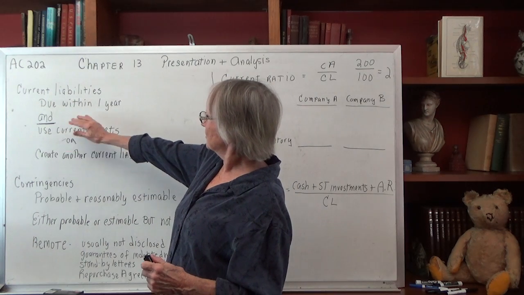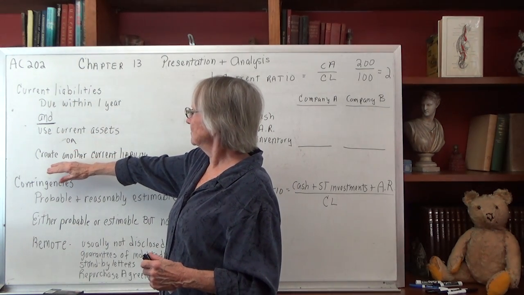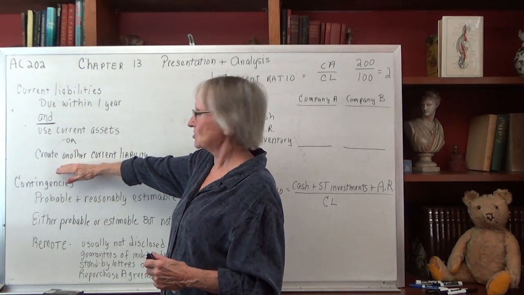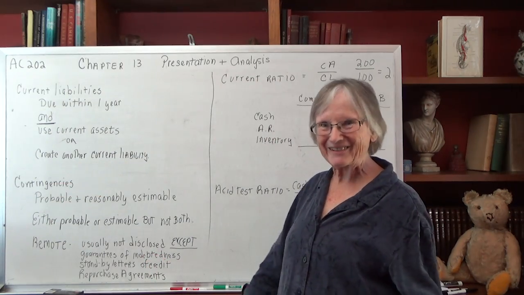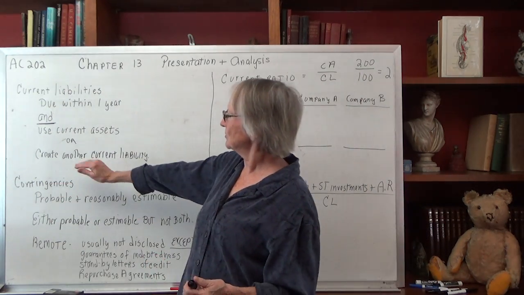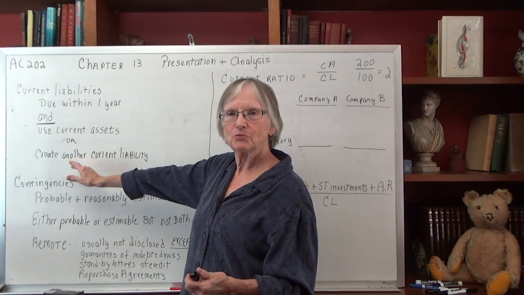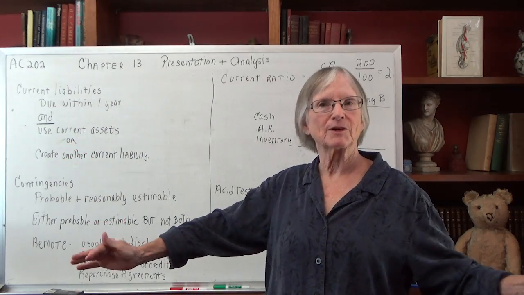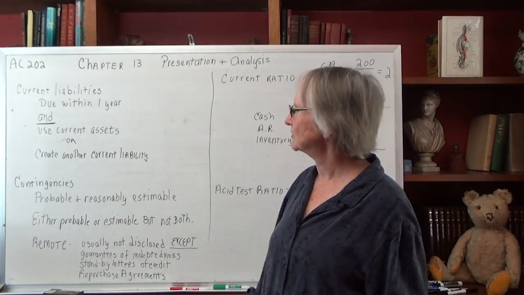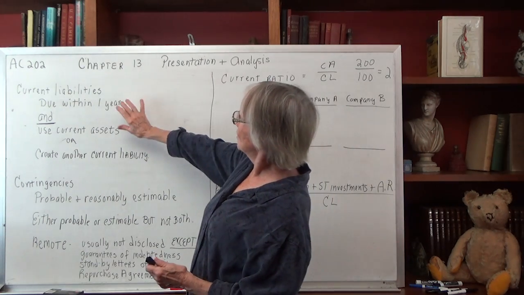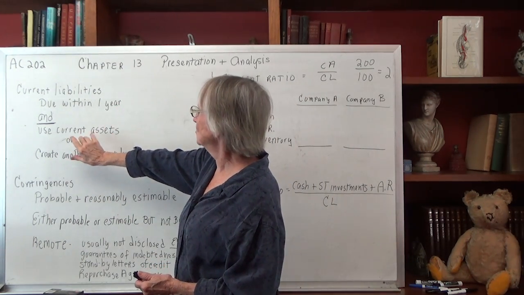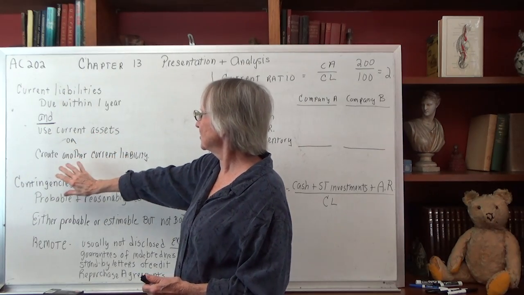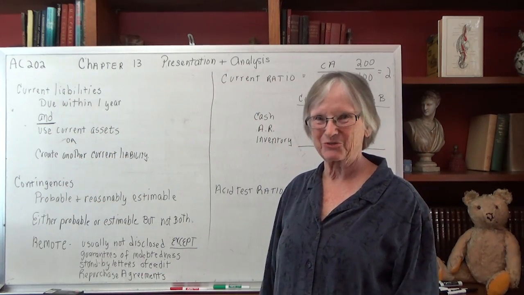You can call something a current liability if you're replacing this current liability with another current liability. You could not call it a current liability if you're replacing it with bonds payable or some other long-term notes payable. So, due within 1 year or the operating cycle, whichever is longer, and it's got to use current assets or create another current liability in order to classify it as current.